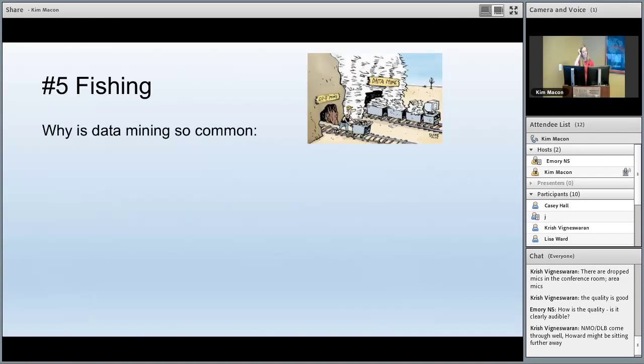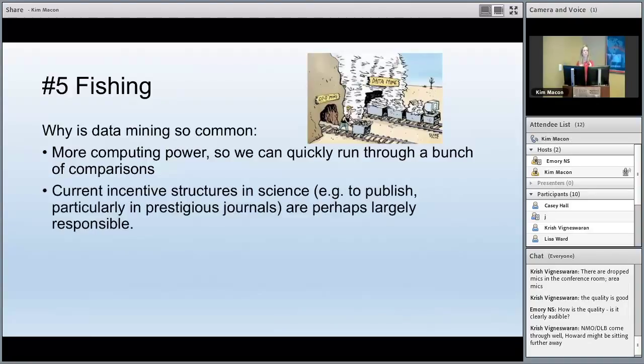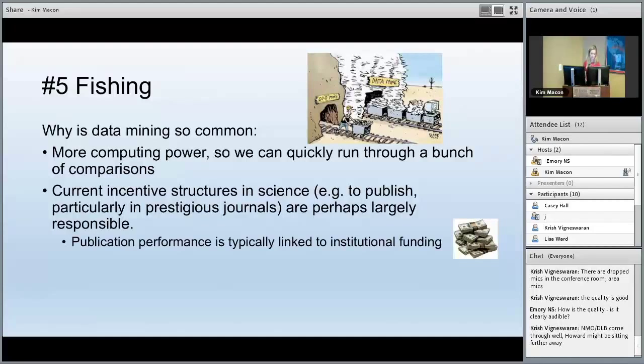Okay, but realistically, why is data mining so common? Well, 40 years ago when people were doing statistics by hand with an abacus, we couldn't do a bunch of statistical comparisons because they would take years. But now we have computers that can literally press a button and run everything for you without you really even thinking about it. And unfortunately, there are incentives in science to publish papers, right?